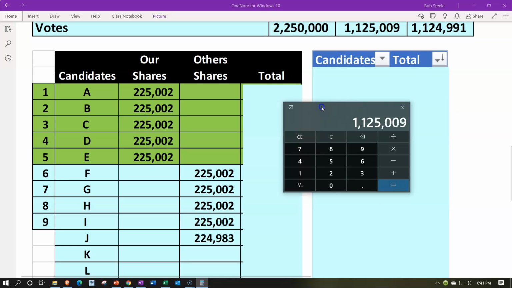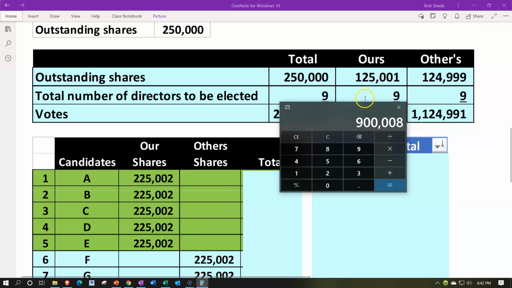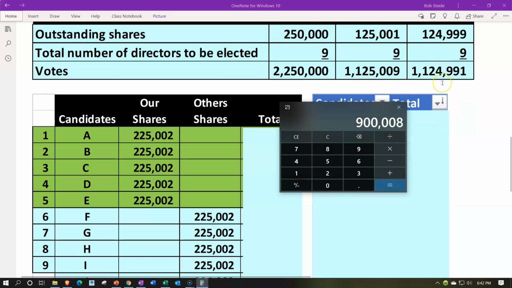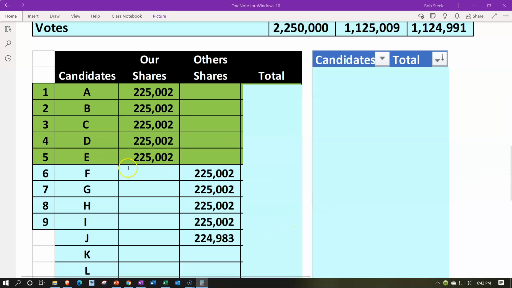So in other words, if they have this many votes and they tried to tie us with these, let's do that again, something happened. 225,002 times 4 would give us 900,008, and they have their shares, 1,125,009, minus that. That means they have 224,983 left. And that's not enough, obviously, to kick out one of these guys here.